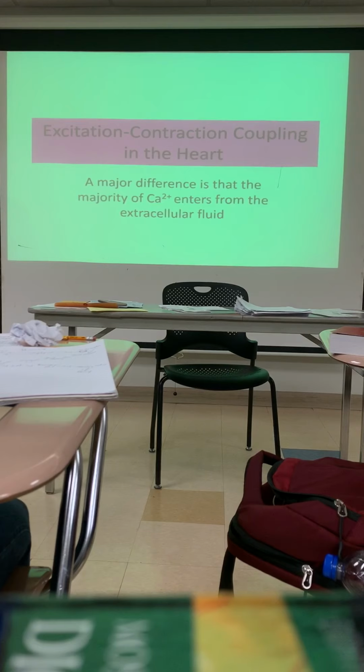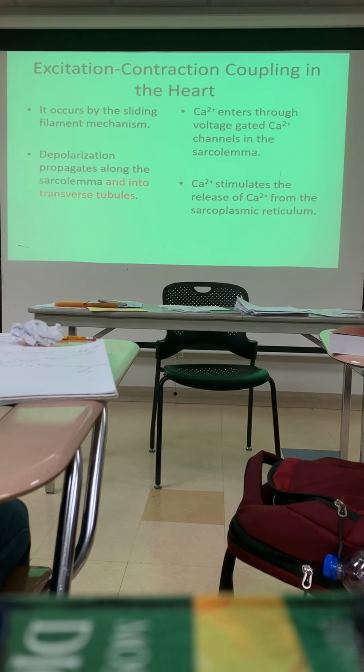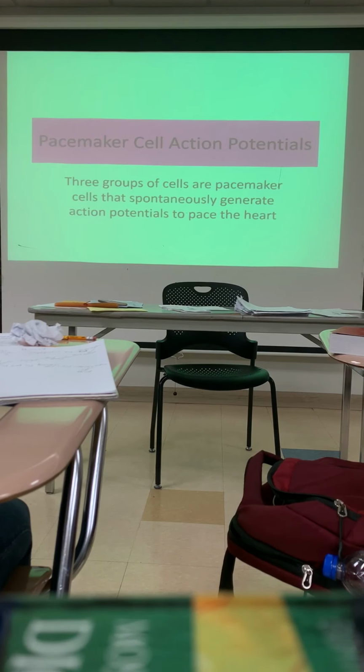Okay, so excitation coupling in the heart. The majority of the calcium is in the extracellular fluid, while in the muscle tissue, the calcium comes from the T tubules. Remember? You have these transverse tubules, then calcium, and there's the voltage channel. So it's the same as in your muscle.